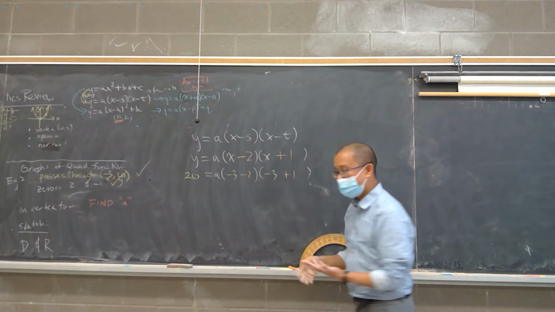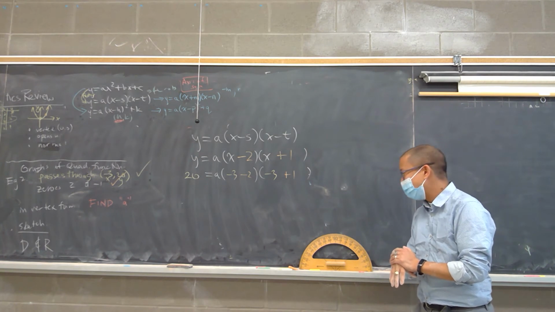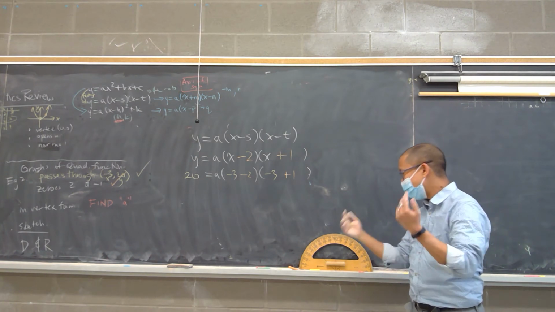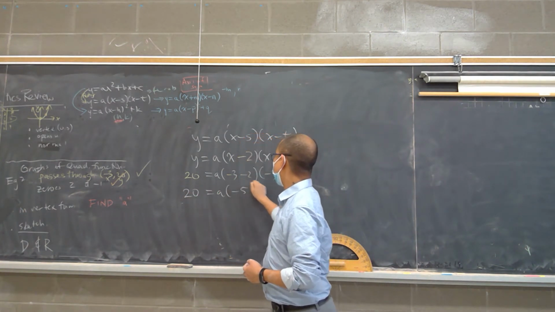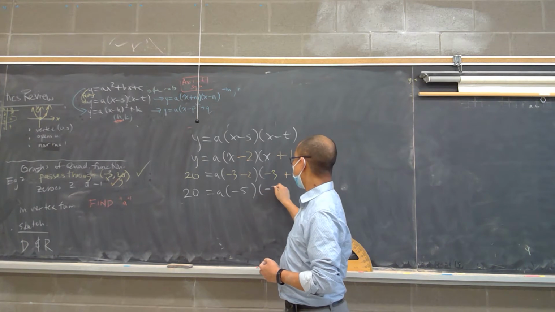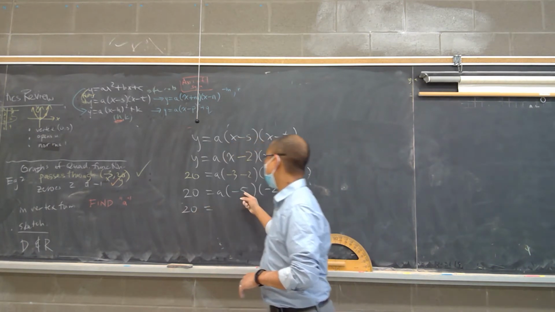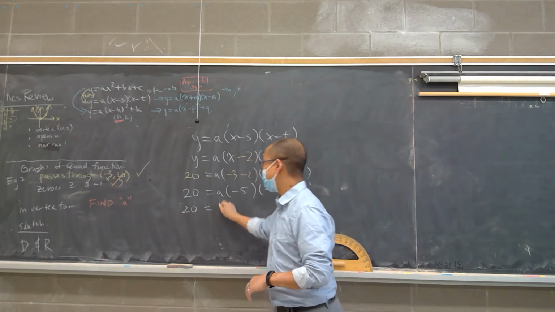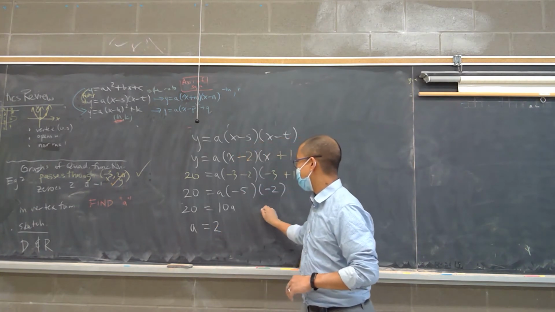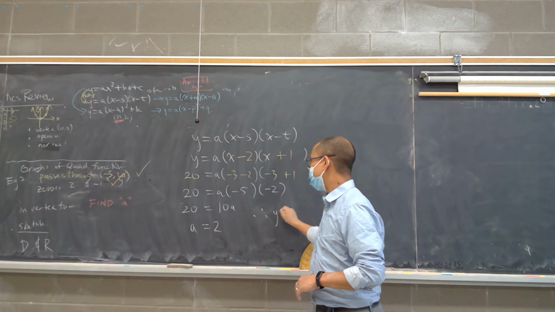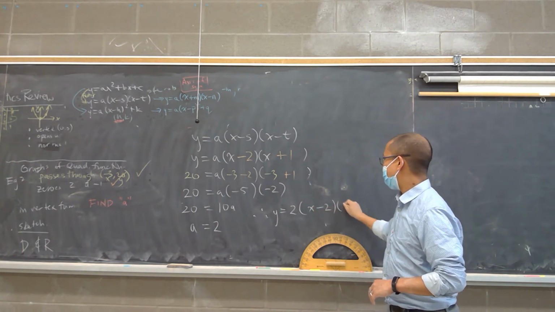Don't get me wrong, there's something else we can also do. Let's pause here for a second to make sure I'm doing this right, and then we can keep on going. So 20 is equal to a, that's negative 5, that's negative 2. Much better. Negative 5 times negative 2 is positive 10, so we get 10a. Divide both sides by 10, a is equal to 2. Therefore, in factored form, we have y equals 2(x minus 2)(x plus 1).